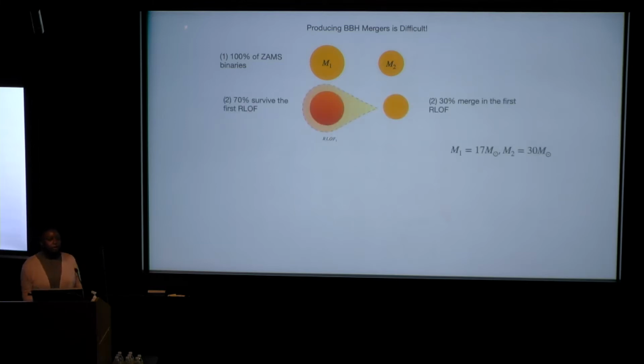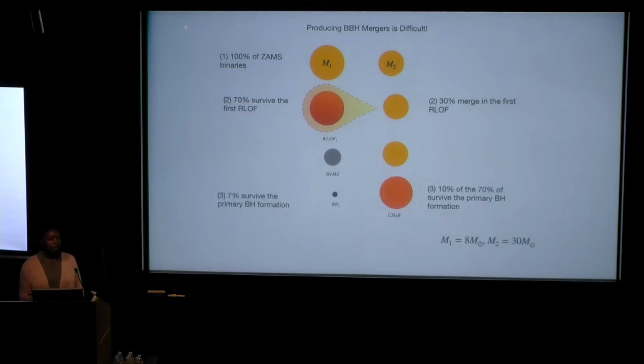The next stage in evolution is that the primary star goes into what we call Roche lobe overflow, where it expands past a region surrounding it. The envelope of this star is then no longer gravitationally bound to it, and it is accreted by the secondary star on the left. Out of 100% of binaries in the universe, only 70% of them survive this first Roche lobe overflow and stop at this point in the evolution in Hubble time.